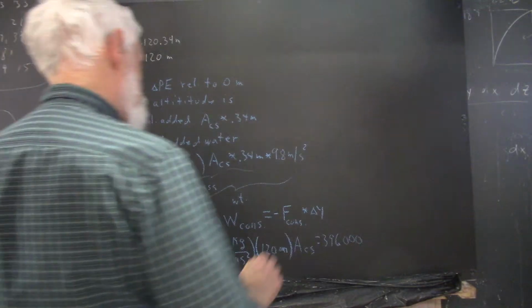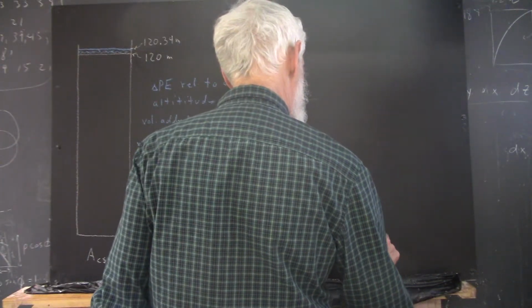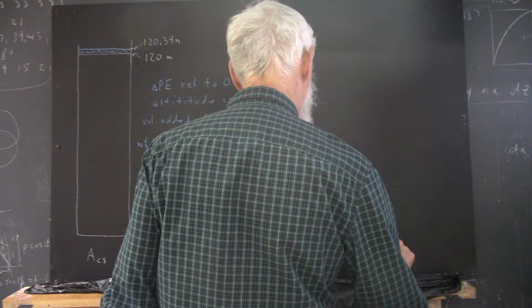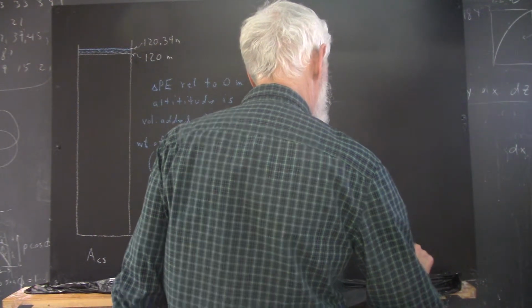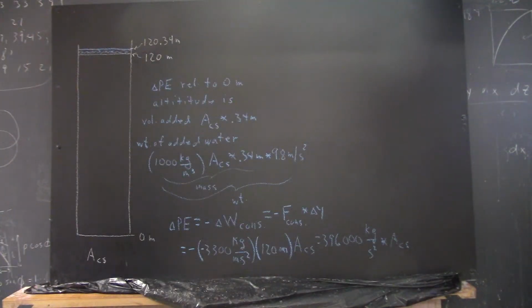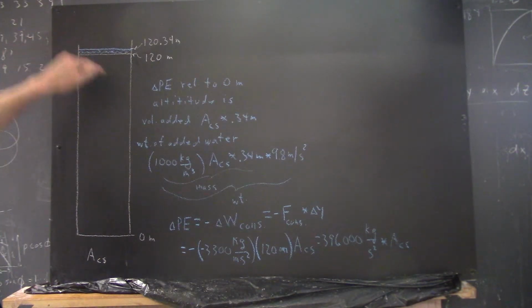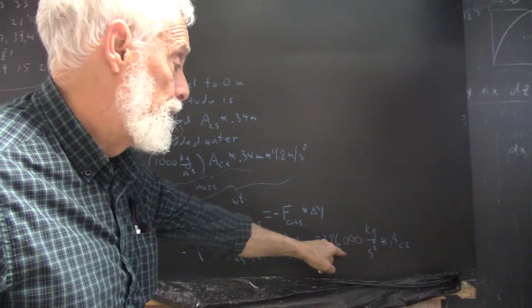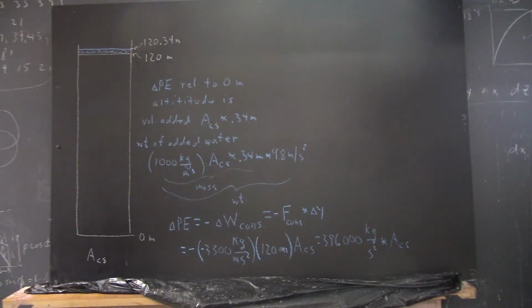And that's going to be kilograms over second squared multiplied by cross-sectional area. So there's our change in potential energy. Okay, now if we open a valve and let the water flow out, assuming it's an ideal fluid, no friction or anything, then by the time the water gets back down to here, the potential energy will have decreased by this much.